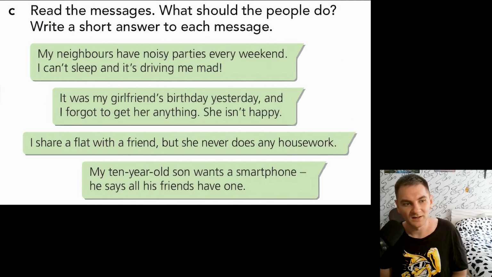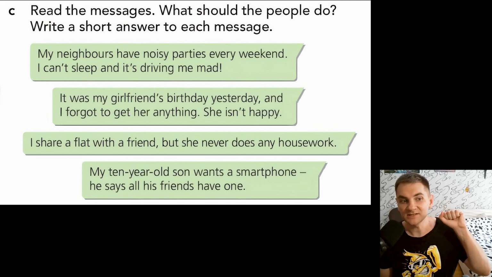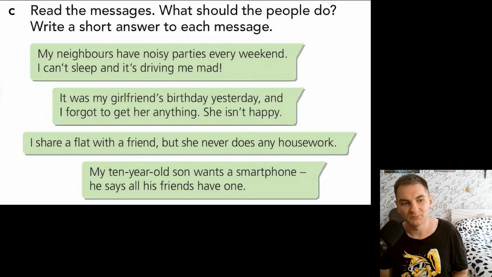Number 3. I share a flat with a friend, but she never does any housework. I think you should steal her keys and you shouldn't let her out until she does some housework. And number 4. My 10-year-old son wants a smartphone. He says all his friends have one. You should find him a job. Maybe. It will be a good decision, I think, yeah? Okay, my answers were just for fun. Now do this task and use your advice and your ideas. Do it.